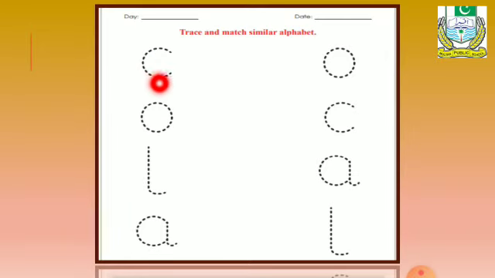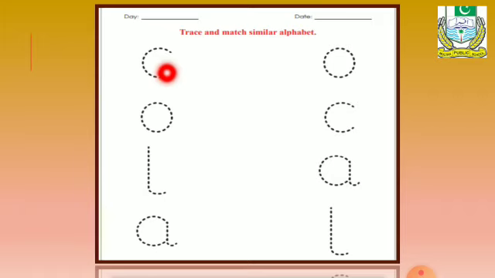This is our sound K. This is our sound O. This is the sound we had learned previously, and this is L. Sound L. And finally, this is A. Sound A. Now coming to this side, sound O, sound K, sound A, and sound L. Now after tracing, you're going to match the similar sounds here.